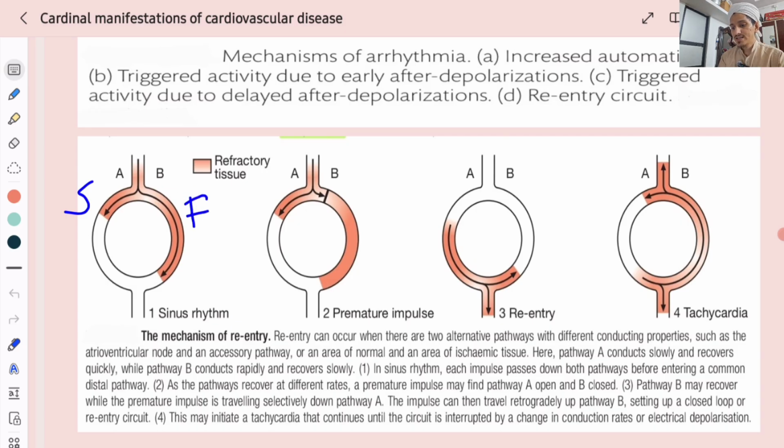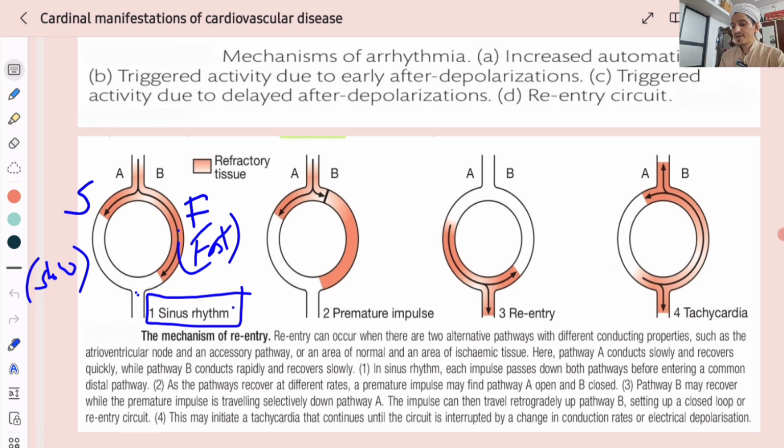Now in sinus rhythm, this is the example here. In sinus rhythm, each impulse passes down both pathways before entering a common distal pathway. So both are passing before entering. It is conducting slow, it is conducting fast, before entering a common pathway. As the pathways recover at different rates, here the recovery is fast and here it is slow. Fast pathway has slow recovery, slow pathway has fast recovery.